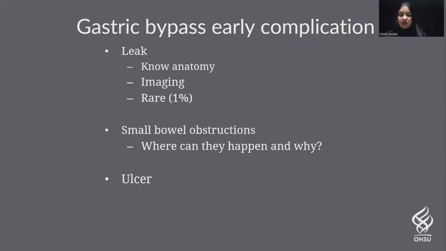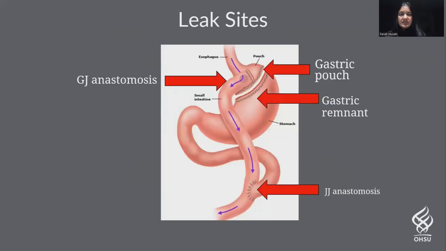Bypass patients can also have small bowel obstructions, and so we'll talk about where they can happen and why, as well as ulcers. So leak sites are multiple in the gastric bypass. They can have leaks from the gastrojejunal anastomosis, the gastric pouch, the remnant, and their JJ anastomosis, or the jejunojejunostomy.